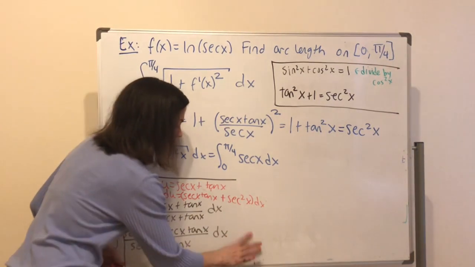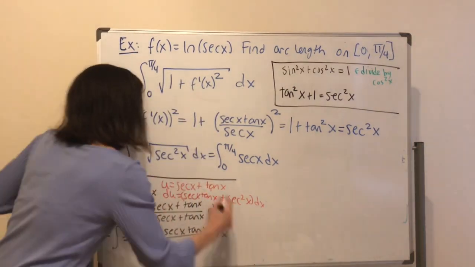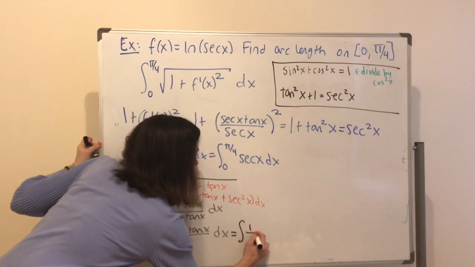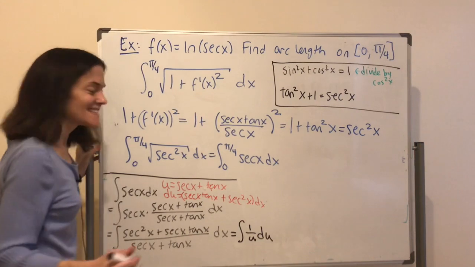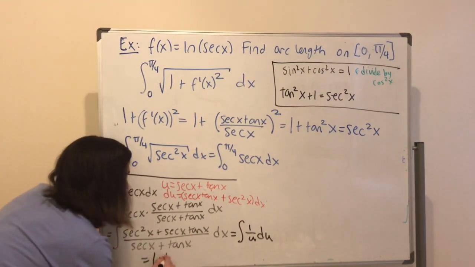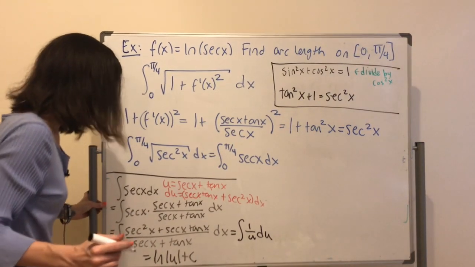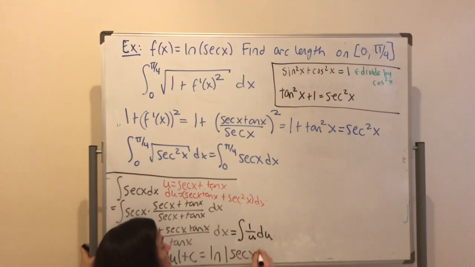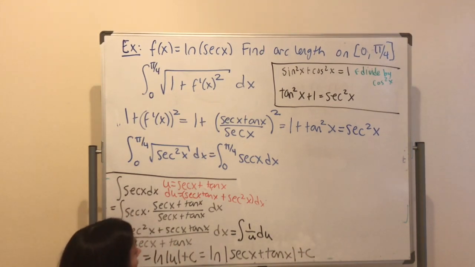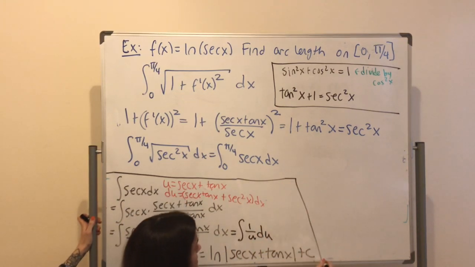This integral is literally the integral of 1 over u du. Well, now we know how to integrate this. It's ln absolute value of u plus c. And now we just go back to x. So this is ln absolute value of secant x plus tangent x plus c. So what have we found here?